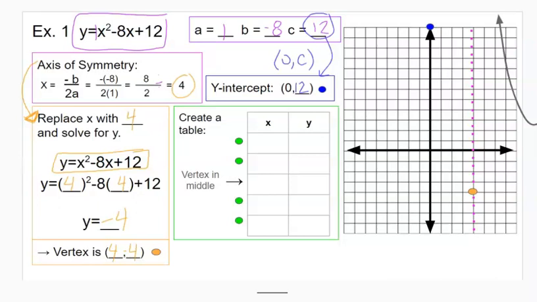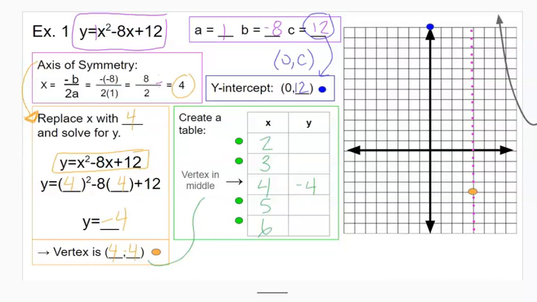Now the last part is going to be creating a table. This is why I wanted you guys to pay attention to the symmetry in part 1, because the symmetry is going to really help us create this table. We're going to put the vertex in the middle. We're going to do (4, -4) right in the middle, because we already know that information. And then we're just going to complete the x values on the table by doing 2 smaller than 4, so 3 and 2. And then 2 bigger, 5 and 6. So then they go from least to greatest, top to bottom.